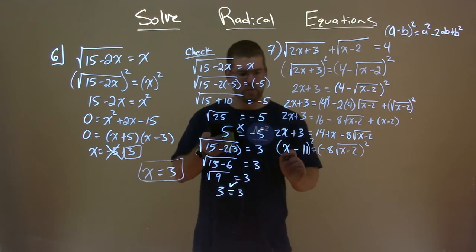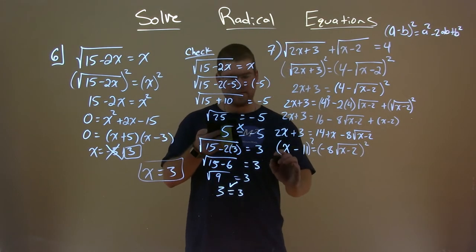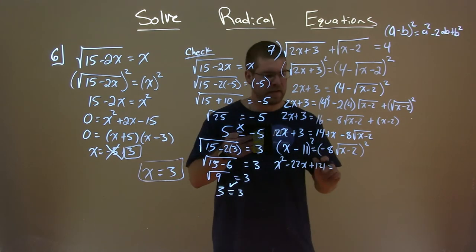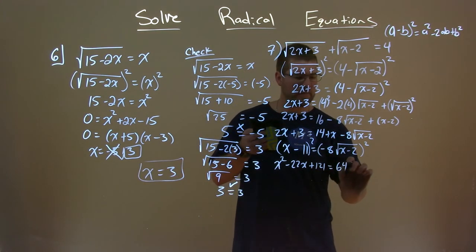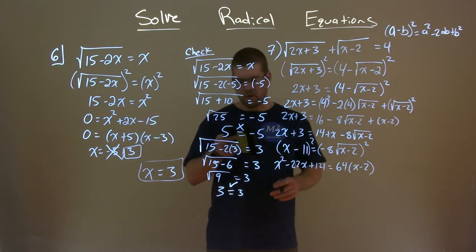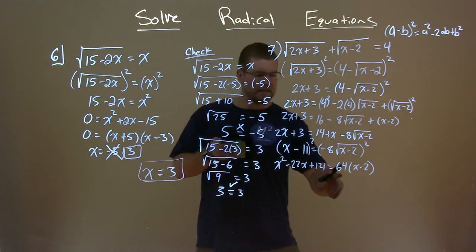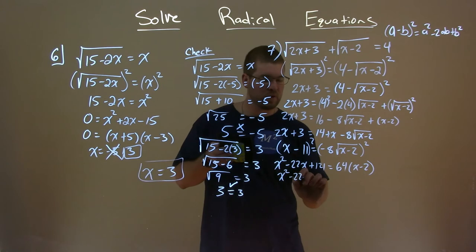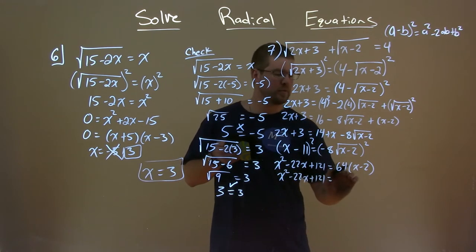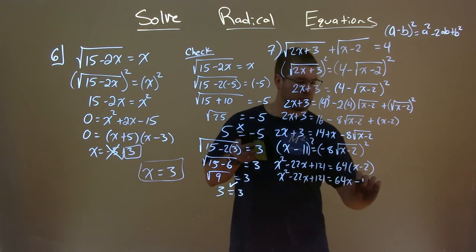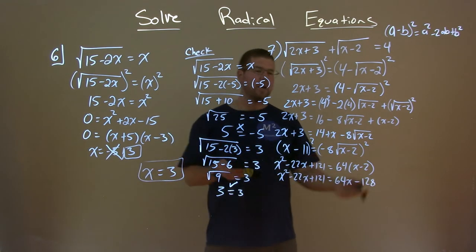Everything here, and what we're left with, this left-hand side gets tricky, is x squared minus 22x plus 121 equals negative 8 squared, which is a positive 64, times x minus 2. So much work here, so much work. All right, so what we're going to do is multiply that out again. X squared minus 22x plus 121 equals 64x minus 64 times 2 is 128. All these steps.